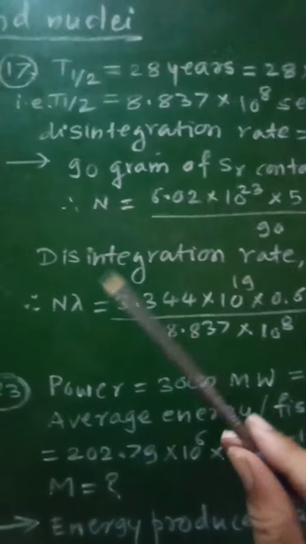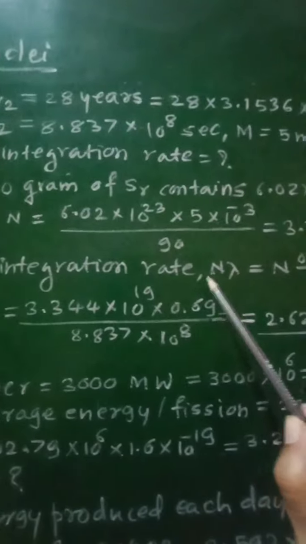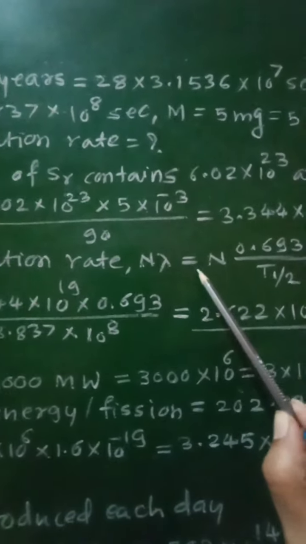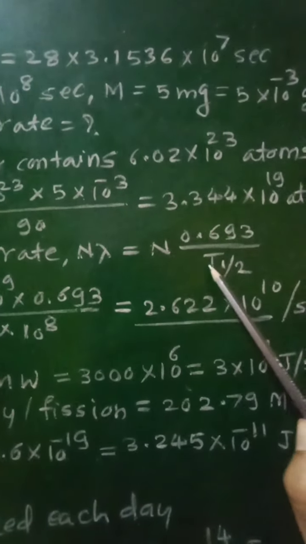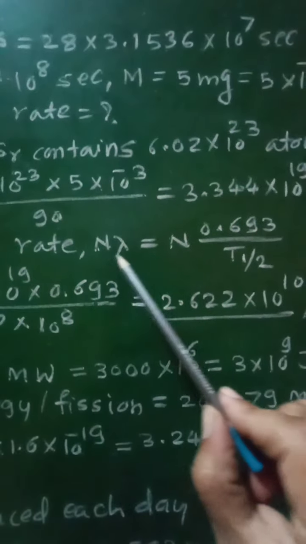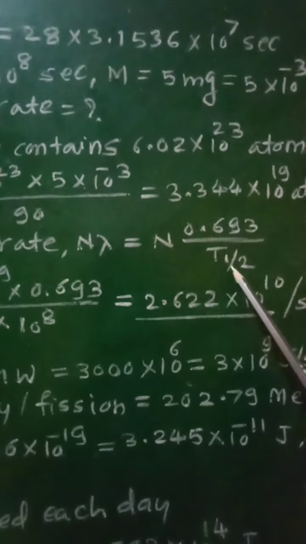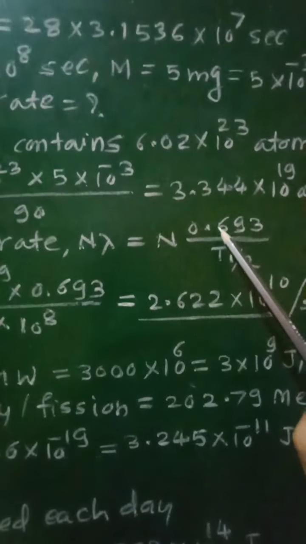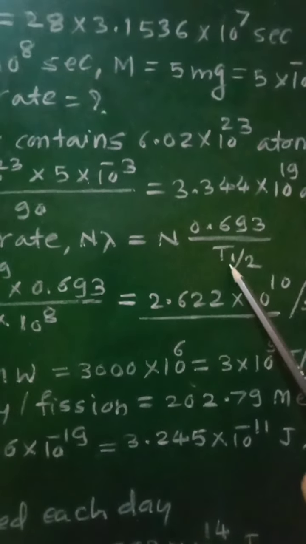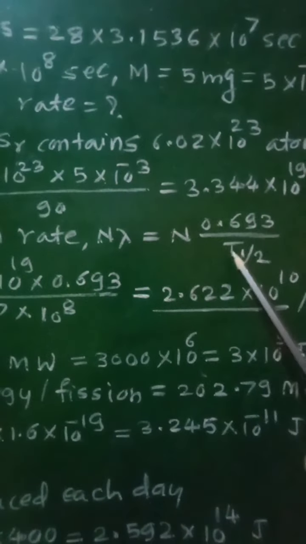And therefore now the disintegration rate will be n lambda, which will be given as n into 0.693 upon t half, because we know the relation for lambda is equal to 0.693 upon t half, or t half equal to 0.693 upon lambda.